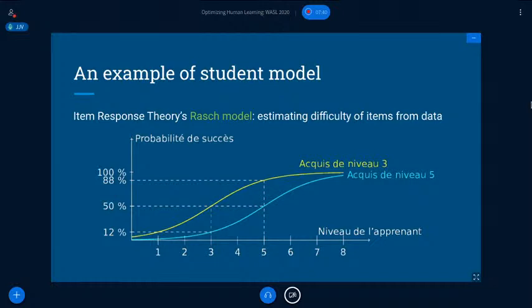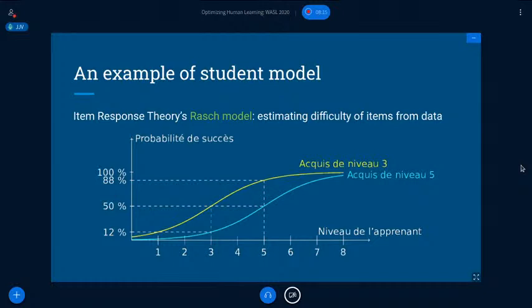You have the yellow curve that represents the difficulty of an item, but here we would assume that an item only requires one skill that is of level 3. So if you have a learner who is of level 5, then they would have a high probability to get correct an item of level 3.